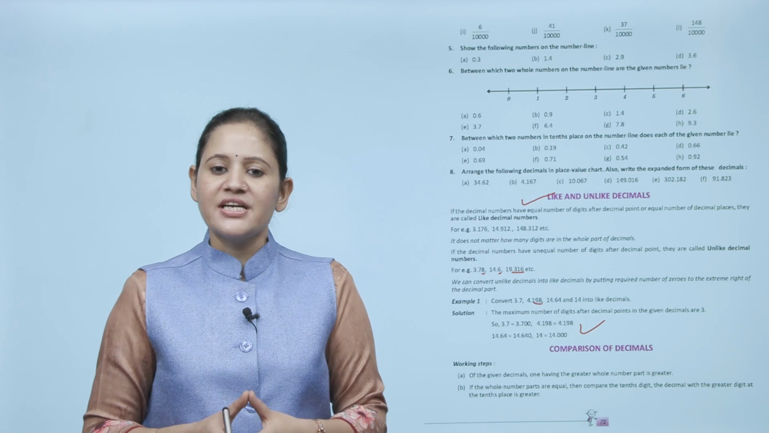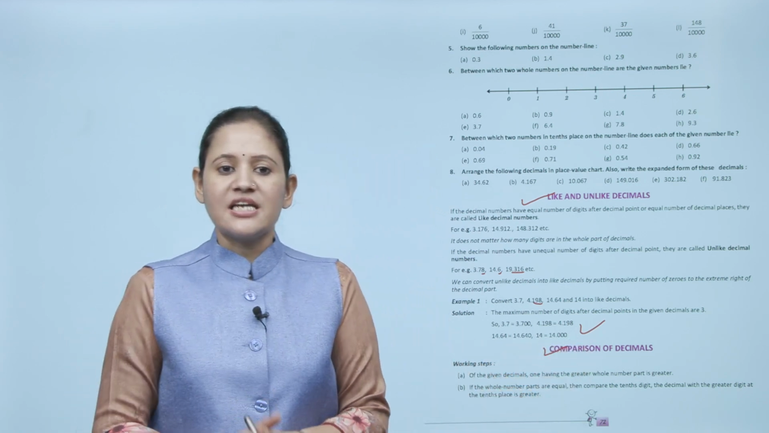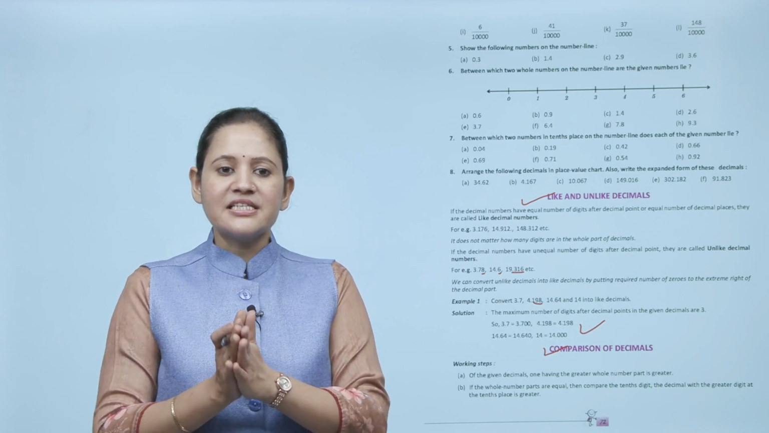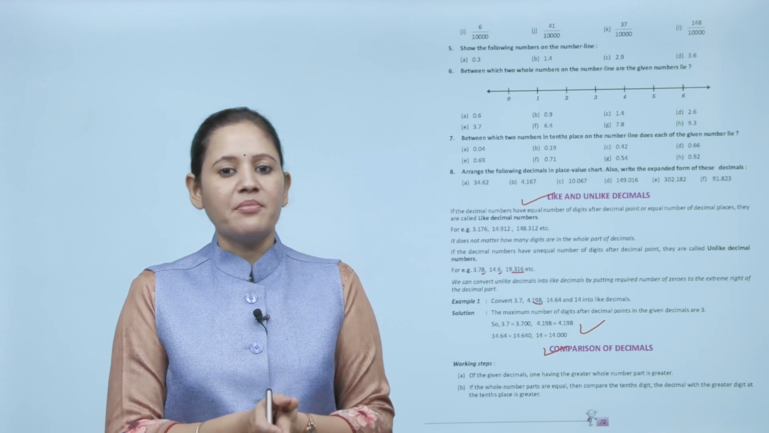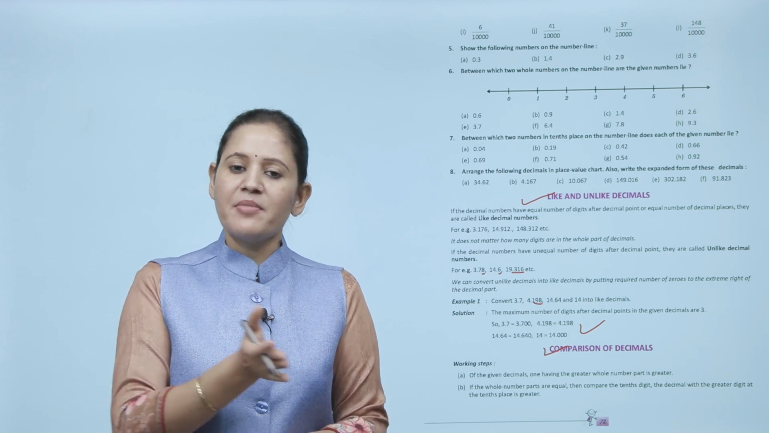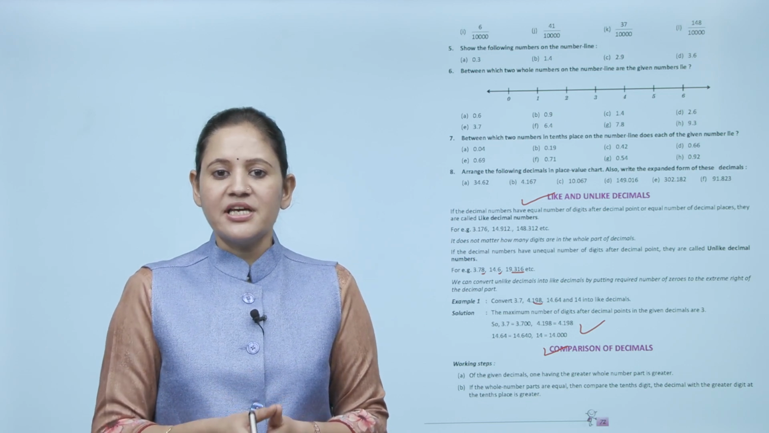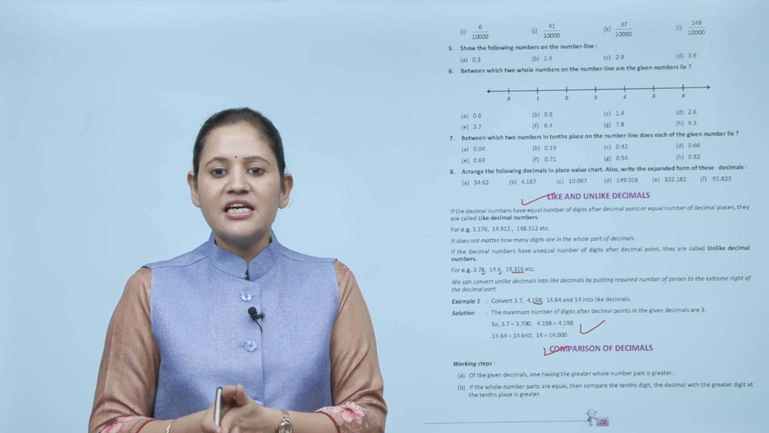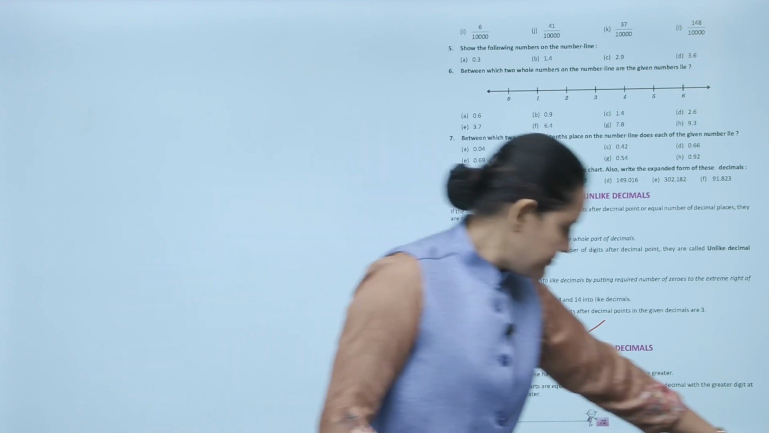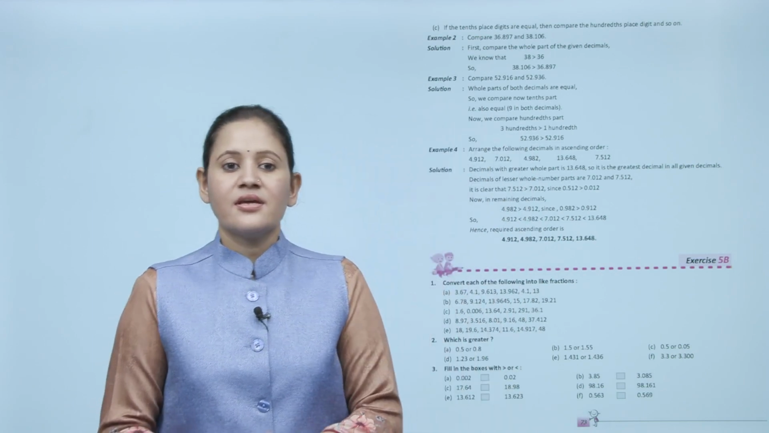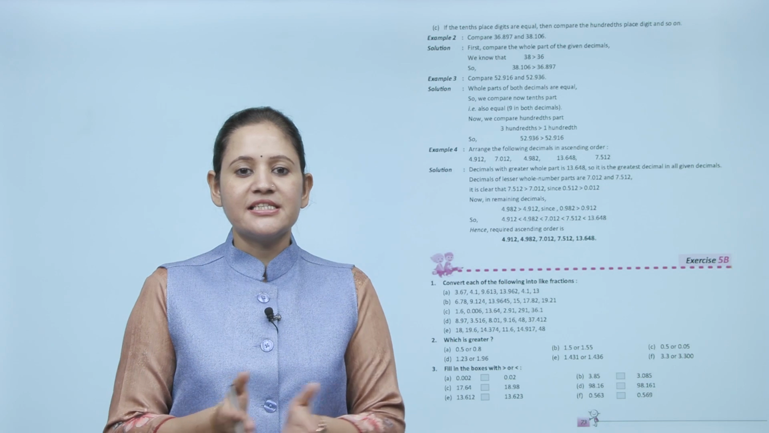Next, comparison of decimals. Working step. How will we compare decimal numbers? Of the given decimals, the one having the greater whole number part is greater. जिसमें भी whole number part greater होगा, that will be the greater number. If the whole number parts are equal, then compare the 10th digit. The decimal with the greater digit in the 10th place is greater. If the 10th place digits are equal, then compare the 100th place digit and so on.